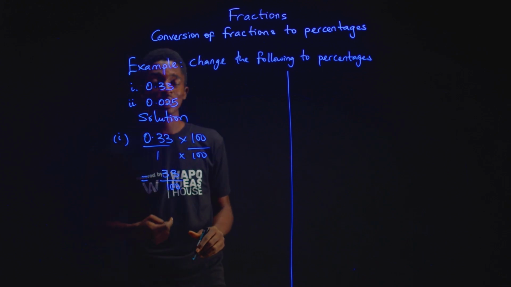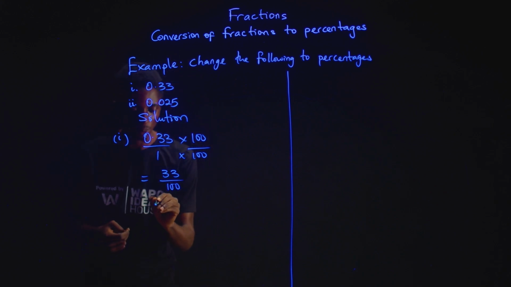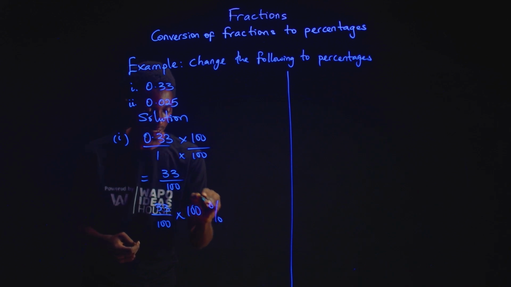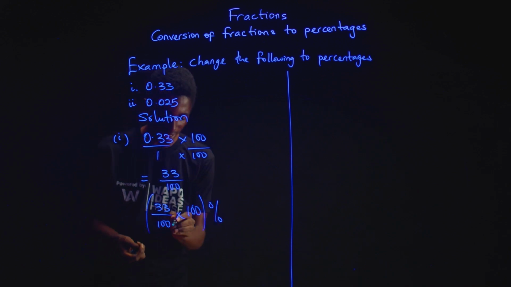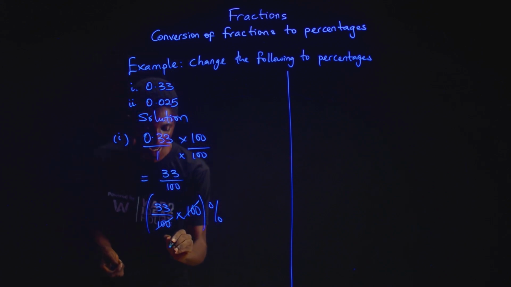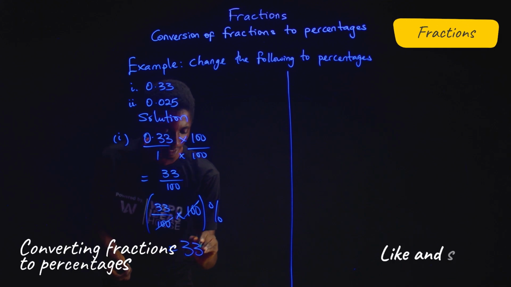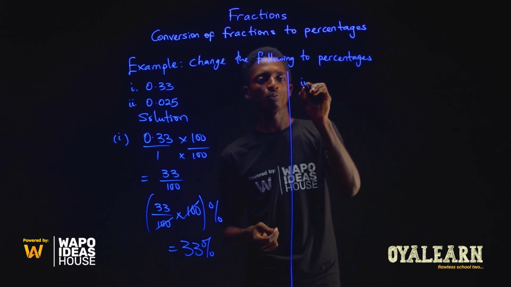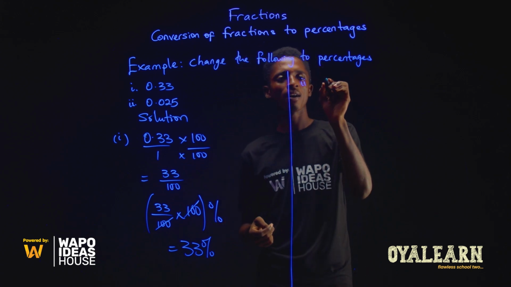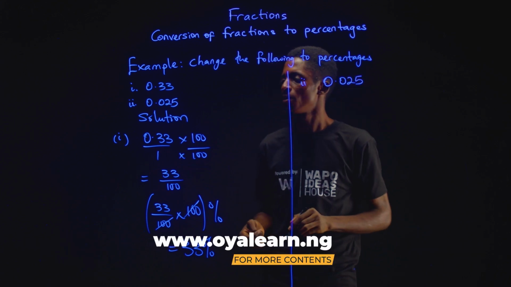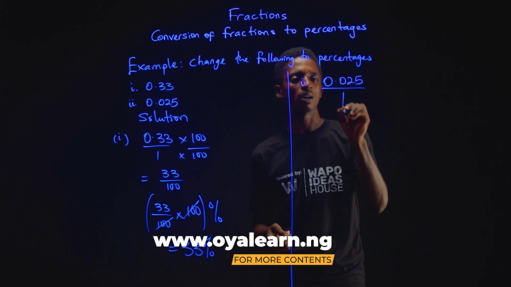Now to convert this to a percentage, we simply do 33 over 100 multiplied by 100%. Now you can easily see that 100 divides 100, and then what we have left as our answer is 33%. Now to number 2, we have 0.025. Bringing this to fraction, we just say divided by 1.